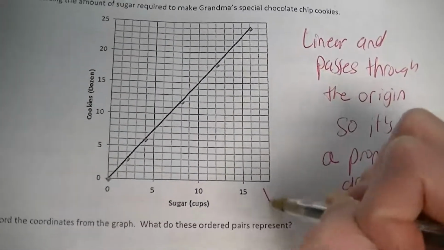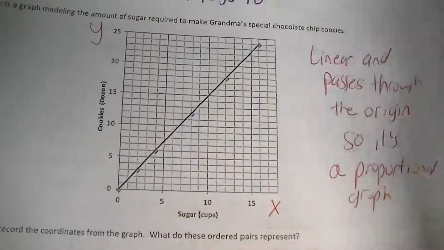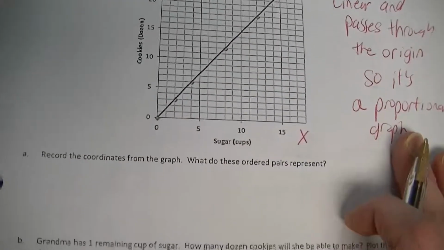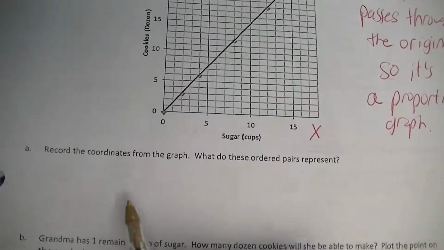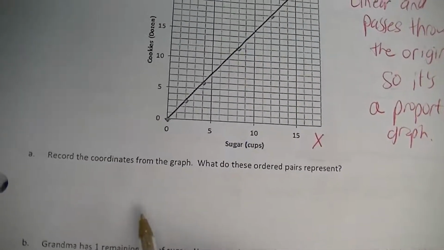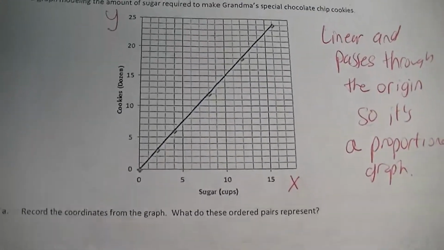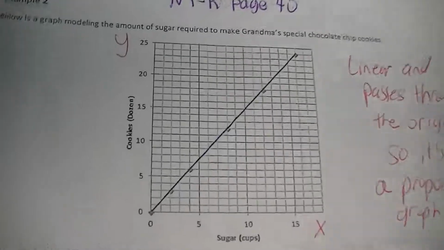This axis right here is the x-axis, and this right here is the y-axis. I don't see that labeled yet, so that's why we did it. All right. Okay, let's read the question. What does it want us to do? Record the coordinates from the graph. What do these ordered pairs represent? Let's go ahead and just record a couple of them.